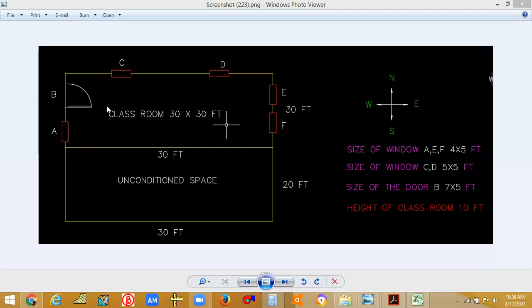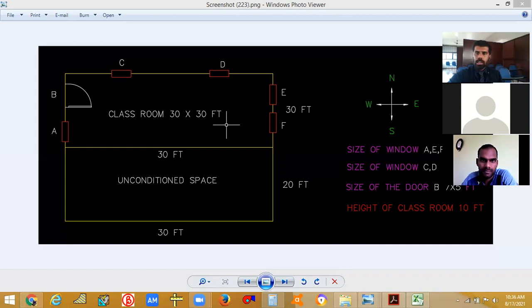Okay. Now, this is a door. D shows the door. So the size of the door is 7 into 5 feet. Okay. And you can take the height of the classroom as 10 feet. So 10 feet means normally approximately 3 meters. Normally the height of a building can be more than 3 meters, but the usual height of a building is 3 meters or 10 feet. So here you can just assume the height of the classroom as 10 feet. Okay. And the orientation is this.